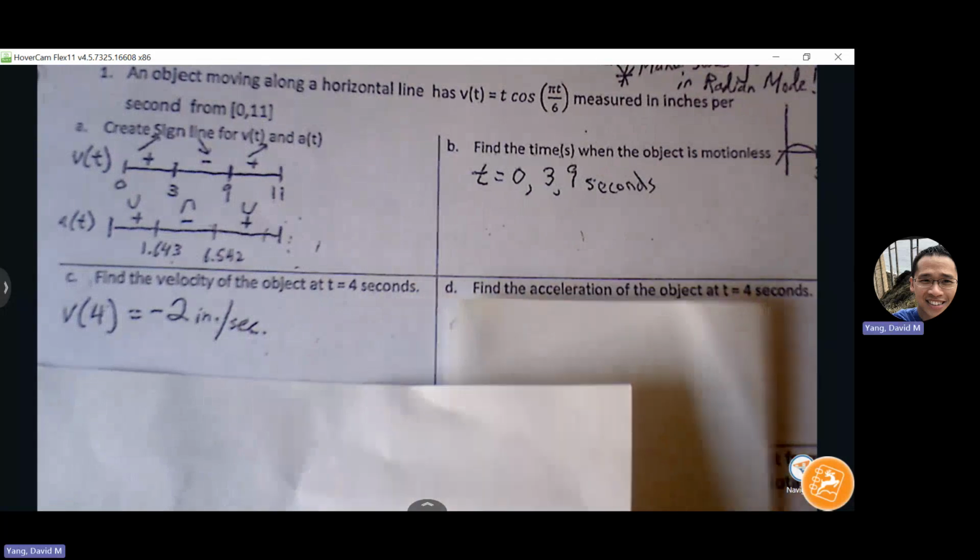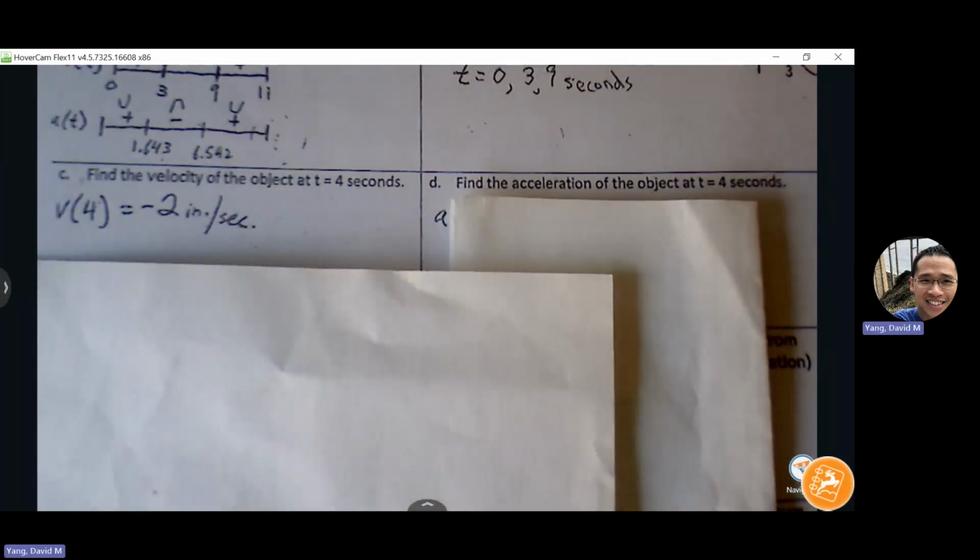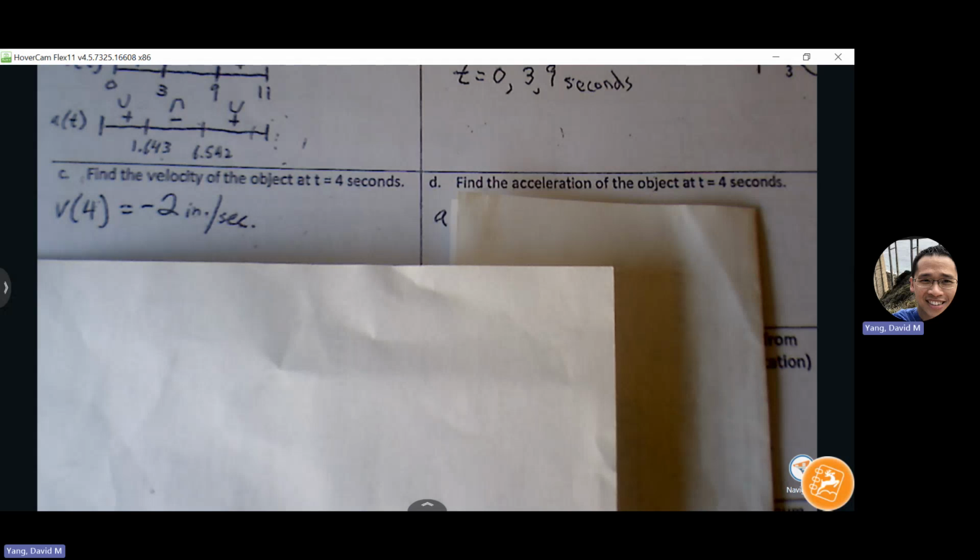All right, next up, find the acceleration. So acceleration is the what of velocity? Slope or derivative, right? So derivative, we have our derivative feature, which is nDeriv, so math 8.